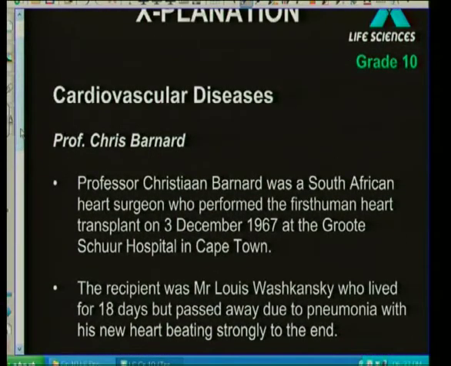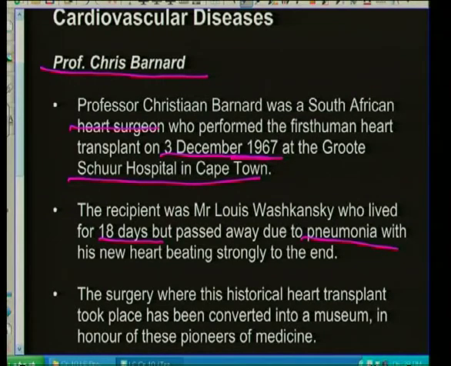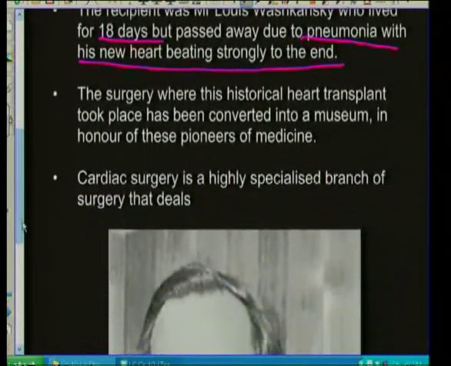A little bit about cardiovascular disease. Someone in our history is Professor Christiaan Barnard, a South African heart surgeon, who performed the first human heart transplant on the 3rd December 1967, a year after I was born, at the Groote Schuur Hospital in Cape Town. The recipient was Mr. Louis Washkansky, who lived for 18 days but passed away due to pneumonia, with his new heart beating strongly to the end. There was nothing wrong with the heart, but he had pneumonia and he passed away.